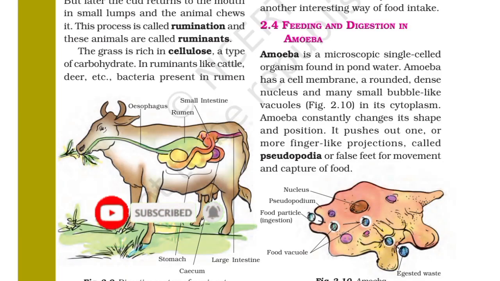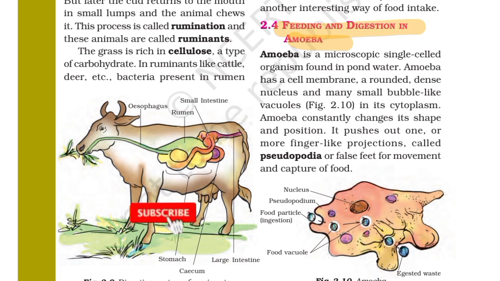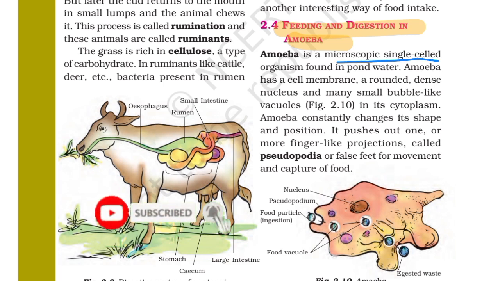So today let us continue with chapter 2, class 7th NCERT, Nutrition in Animals. The ending of the chapter has one small topic, that is feeding and digestion in the amoeba. Amoeba is a microscopic, single-celled organism, and it is mainly found in pond water. Here the amoeba has a cell membrane, a rounded and dense nucleus, and many small bubble-like vacuoles in the cytoplasm.